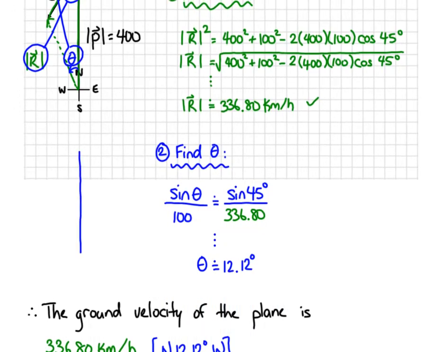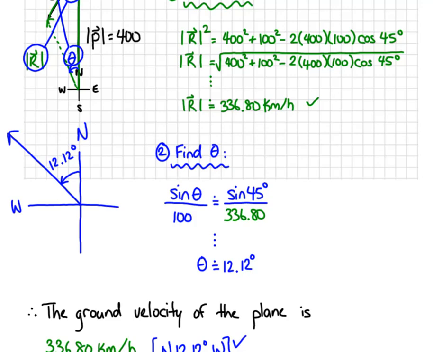Let me just blow that up for you a little bit. This is the north, and it's going to travel towards the west 12.12 degrees. Okay, so we say that as north 12.12 degrees towards the west.